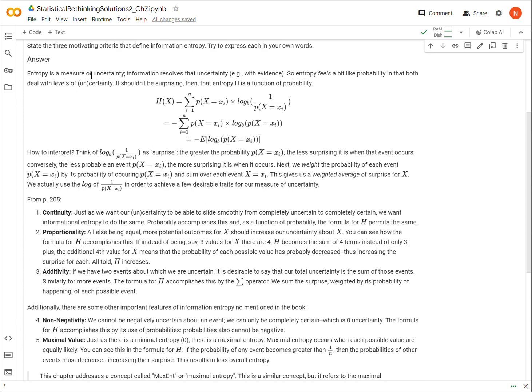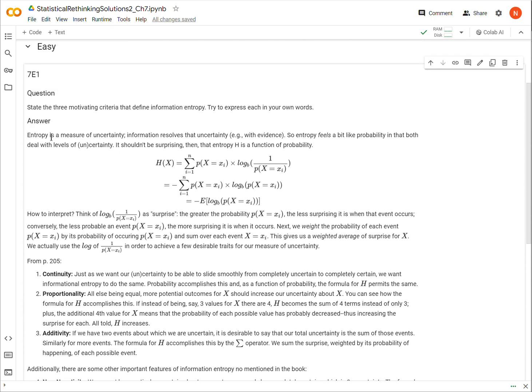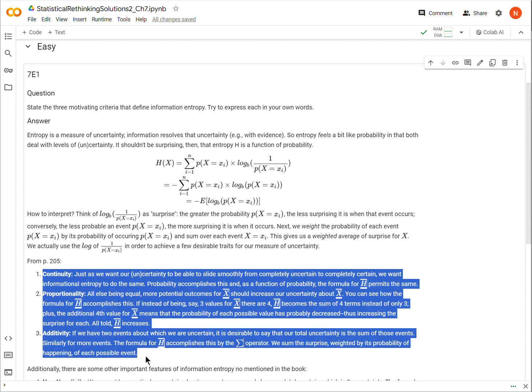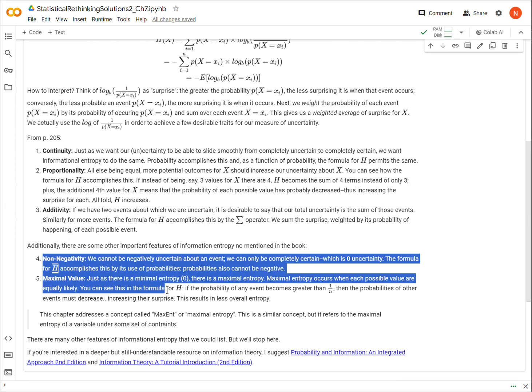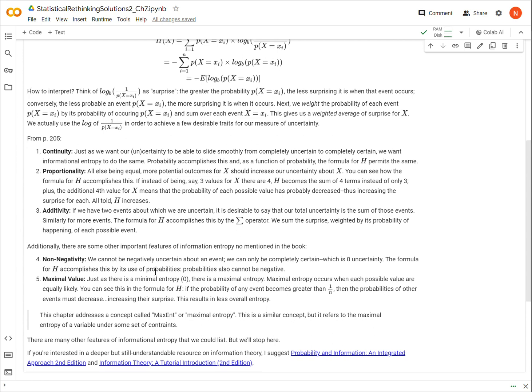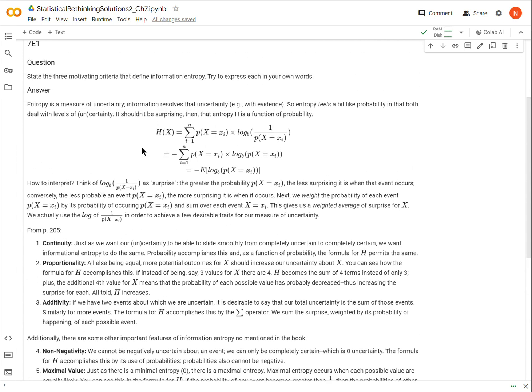we want to answer the first question. So we want to state the three motivating criteria for informational entropy, expressing this in our own words. Okay, and so we will get to those here, and then I've even added a couple that are not mentioned in the book or maybe implied in the book. But first, I just want to march through the equation for entropy here, okay? Because it can be a little bit befuddling when you first see it. So I want to break this down.